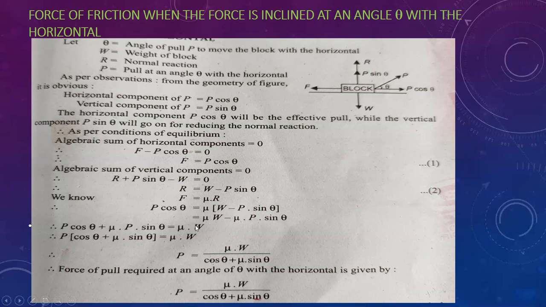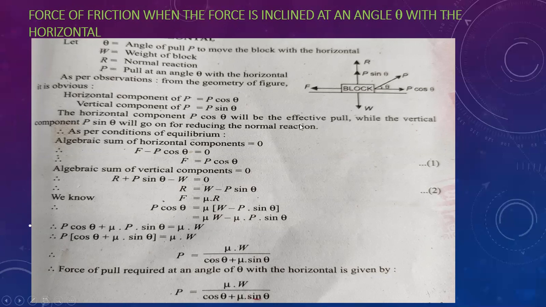Now we have to take cos theta and sin theta to one side. So P cos theta minus mu P sin theta, when it comes to the left side, it will be plus mu into P into sin theta is equal to mu into W. P is common, so P into (cos theta plus mu sin theta) is equal to mu into W, and P will be equal to mu into W divided by cos theta plus mu sin theta. So here is the equation we got. The force required to pull this block is P equal to mu into W divided by cos theta plus mu into sin theta. This is the equation.